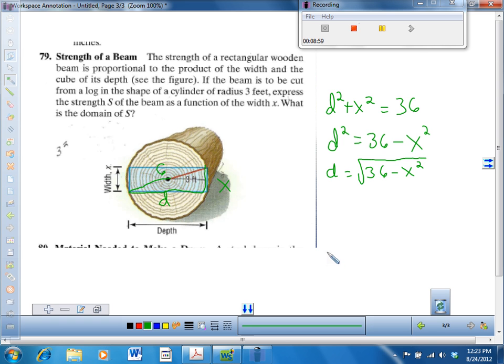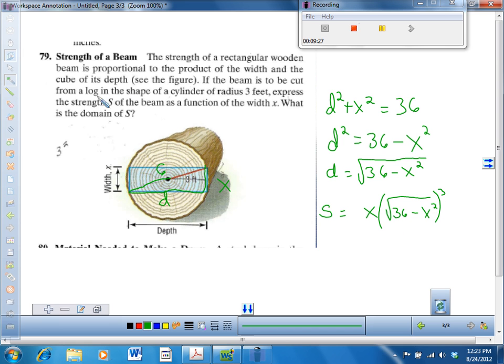See that? Okay. Now you could write an expression for the strength, which is its width, which is X, times the cube of its depth. So if its depth is the square root of 36 minus X squared, the cube of its depth would be that whole thing raised to the third power. Or you could call that raised to the 3/2 power.